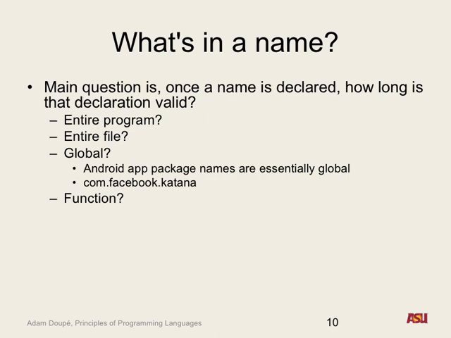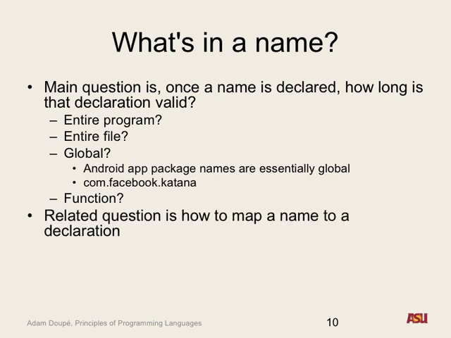It tries to associate the identifier with a location in memory that holds the value you want to perform an operation on. More abstractly than location, really just the declaration. As the program's going through, in order to do type checking and to actually perform this operation, how do we map a name, an ID that we see in the program, to a declaration? Everybody see how these are two sides of the same coin? On one side, when we declare something, how long is it valid? The other way is, when I see an ID, how do I map that back to the declaration?